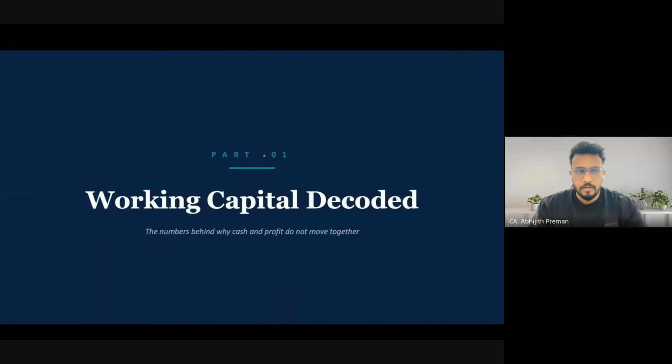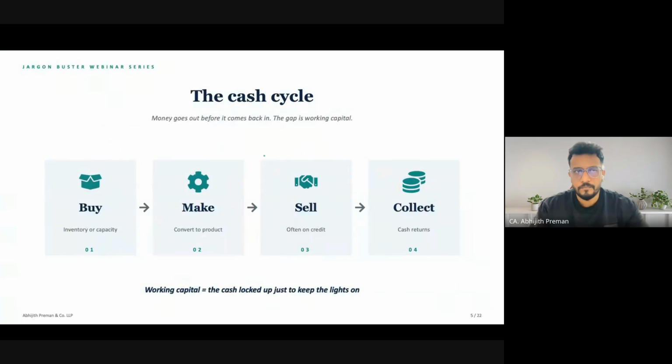Working capital decoded: the numbers behind why cash and profit do not move together. Firstly, we need to understand the cash cycle in a business. Money goes out before it comes back in, and the gap is working capital. You might have faced this in your business. If you look at a trading or manufacturing business, the first thing they do is buy. They have to buy inventory or capacity. When I say capacity, it can be a factory, a machinery, or any such thing.